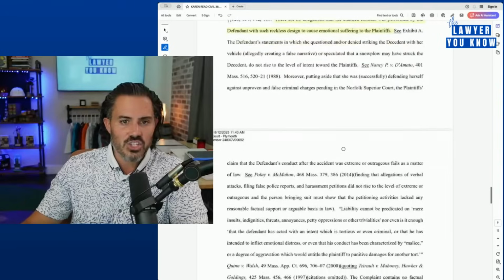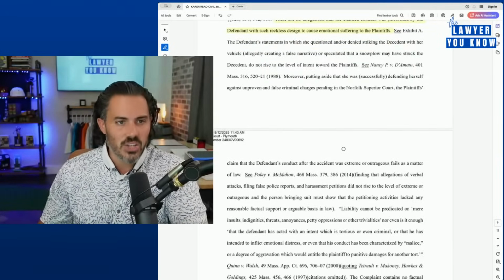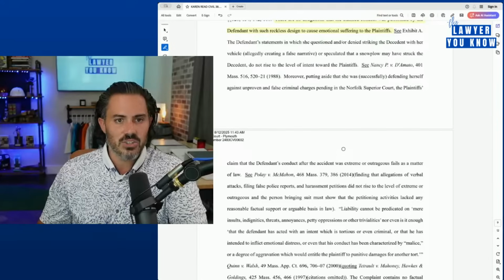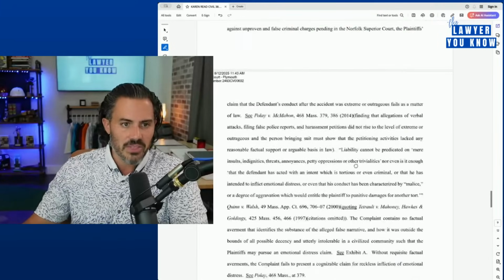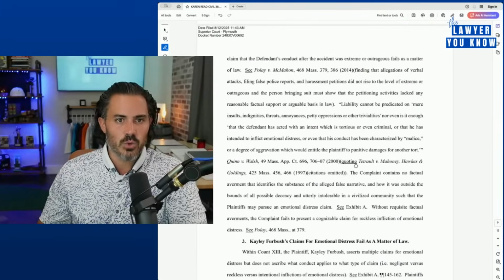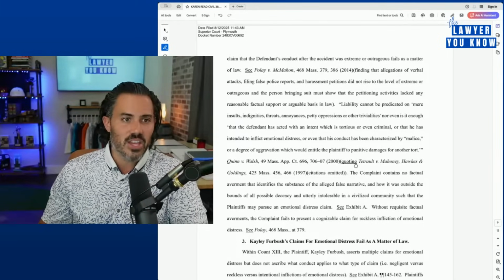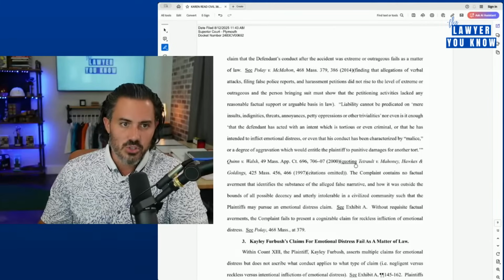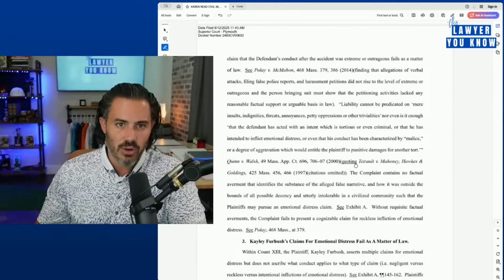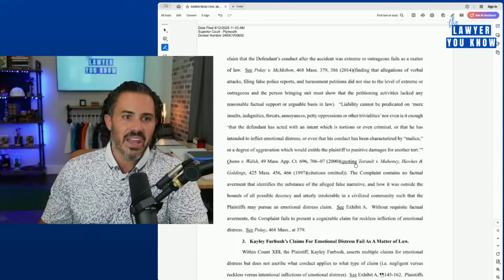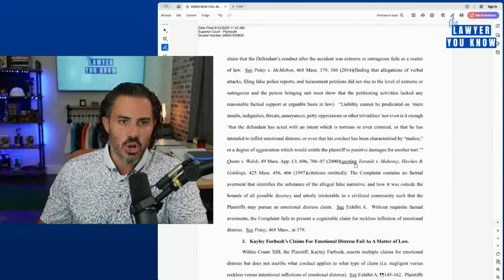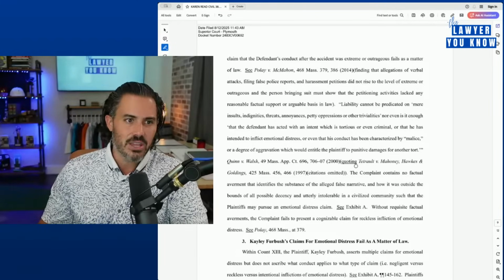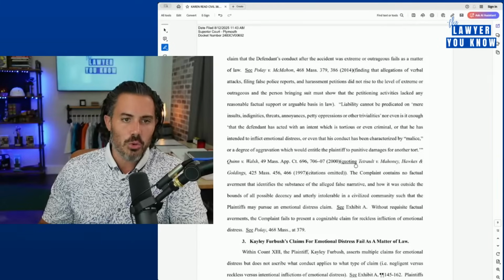Moreover, putting aside that she was successfully defending herself against unproven and false criminal charges pending in Norfolk Superior Court, the plaintiffs claim that the defendant's conduct after the accident was extreme or outrageous fails as a matter of law. That finding that allegations of verbal attacks, filing false police reports, and harassment petitions did not rise to the level of extreme or outrageous, and the person bringing suit must show that the petitioning activities lacked any reasonable factual support or arguable basis in the law.